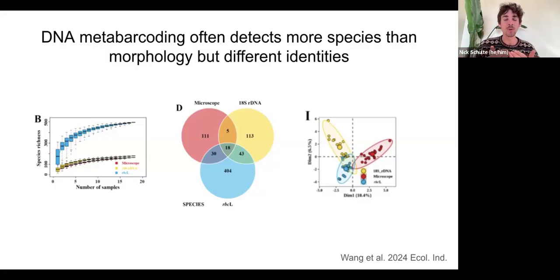But what does that actually look like on a one-to-one comparison with morphospecies, morphology-based assessments? We can see in this one study, comparing microscopy to two different genetic markers, that species richness was much greater using this RBCL metabarcode versus both the 18S and microscopy values. Yet when you look at the actual identity, there's not a huge amount of overlap in what those taxa are. Microscopy, 18S, and RBCL were basically distinct taxa.